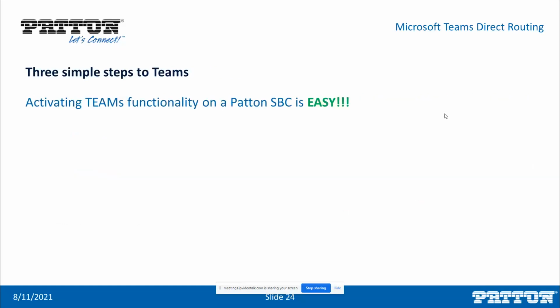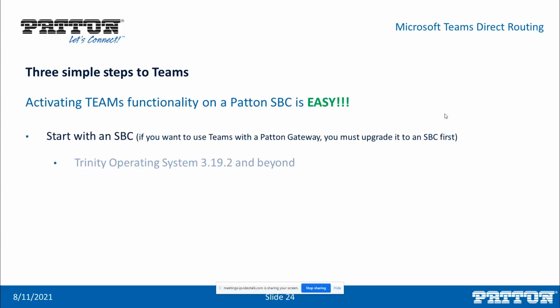So how do we get this thing set up? Pretty simple. There are 3 basic things that we need to know. One, you've got to start with an SBC. That's a must. But as with all things with Patton, we make sure you get the best bang for your buck. So if you happen to have a Patton gateway, not an SBC, if it is Trinity based, you can upgrade it to an SBC, which you'll need to do if you're going to operate in MS Teams. So that's the first step.